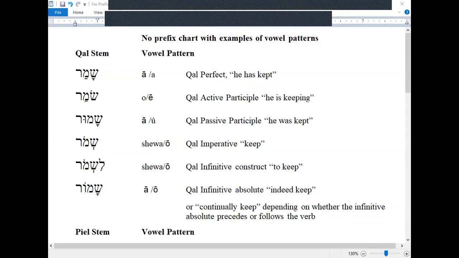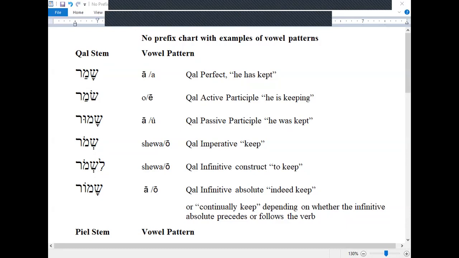If we go to the Qal imperative, we have shamor. Notice it has a sheva followed by a long cholam. And that would be translated keep. That's the second person masculine singular, shamor. And so that vowel pattern will be a sheva followed by a long cholam, a long O vowel.